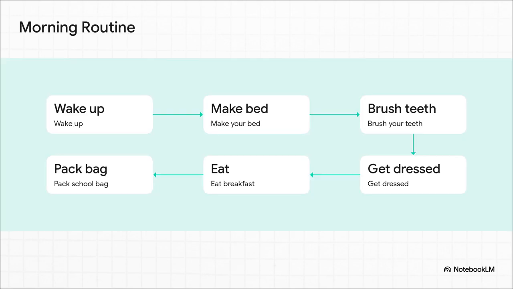Let's break down another one, like a really simple 6-step morning routine. You wake up, make your bed, brush your teeth, get dressed, eat breakfast, and pack your school bag. Now just imagine what would happen to your day if you skipped a step or did them out of order. What if you packed your school bag before you even woke up? Literally impossible. Or what if you ate a messy breakfast before you got dressed? You'd probably end up wearing your breakfast to school. So order and logic totally matter.